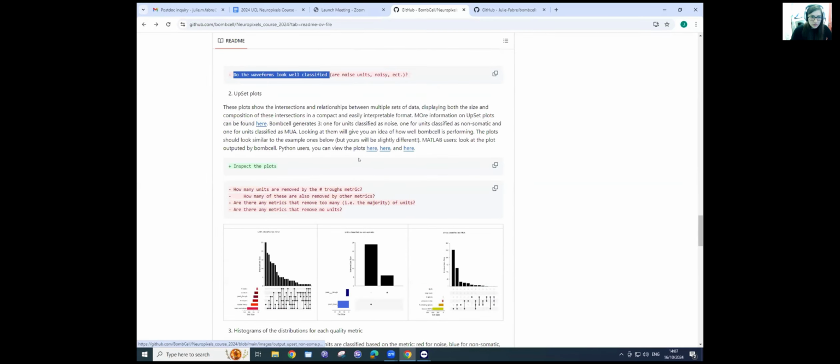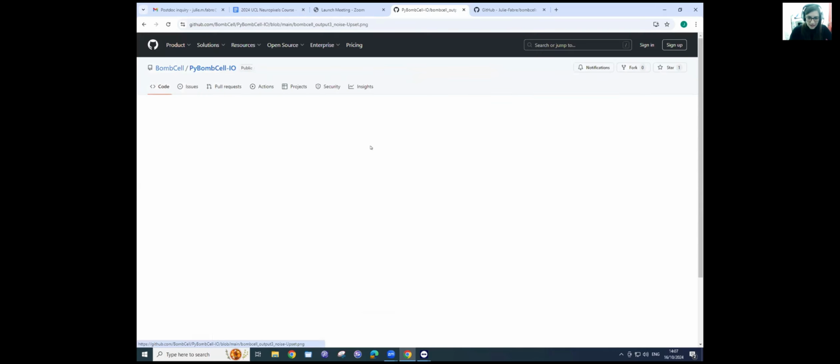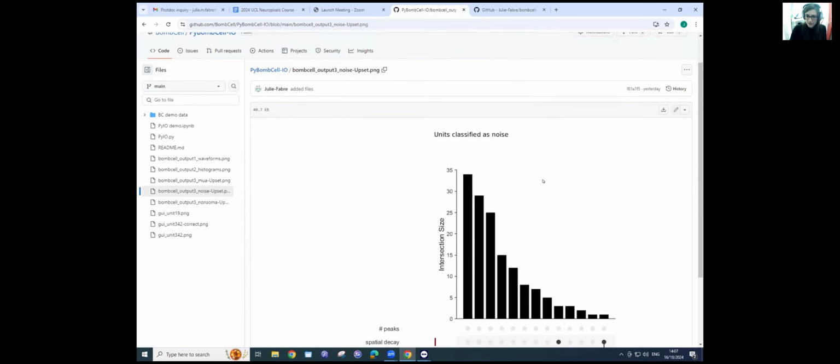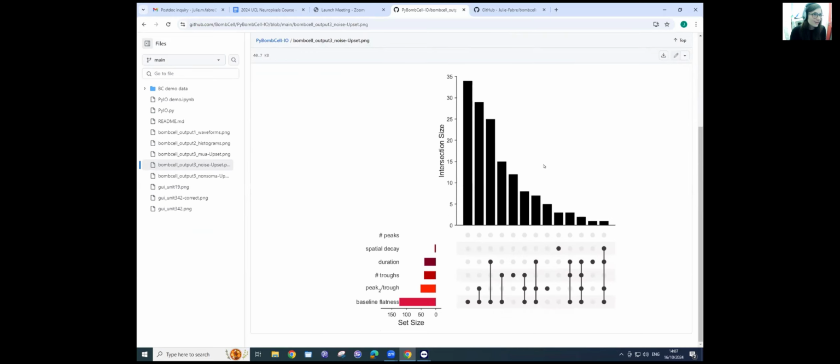Okay, and now you can look at their other output plots, which are the upset plots that Bombcell outputs. We'll just look at one, but it outputs one for looking at units that are classified as noise, one for non-somatic, and one for good units, well, multi-units. I just wanted to go over this because they can be a little strange to read if you haven't seen these plots before.